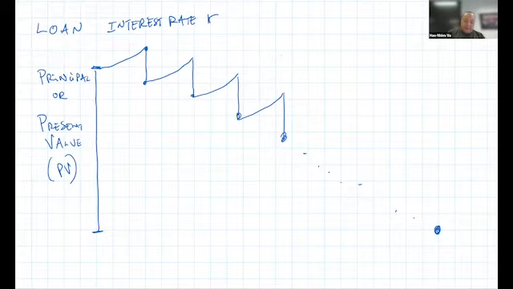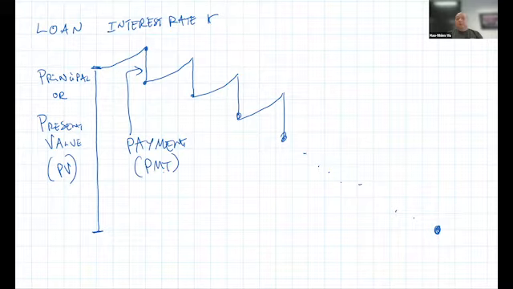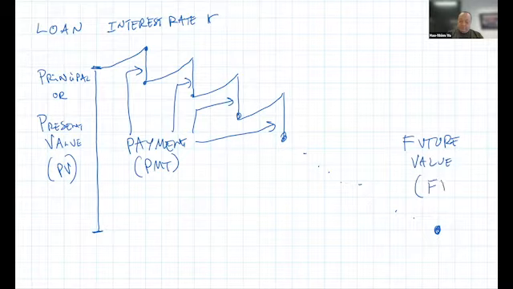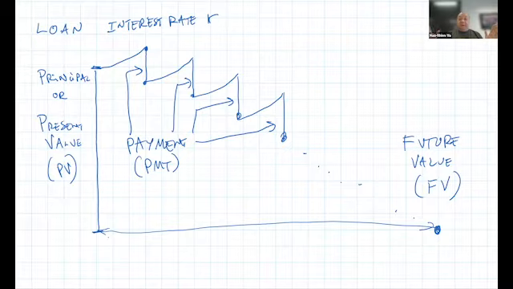So each of these is a payment, usually abbreviated PMT. And then the value in the future is called the future value, of course. The length of time it takes to complete the loan is called the term of the loan.